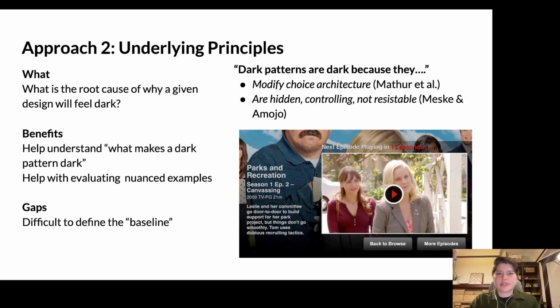Underlying principles help us understand the mechanisms that are behind the patterns in taxonomies. To borrow a phrase from Mathur et al., they question what exactly makes a dark pattern dark. But they often require assumptions about what the default or acceptable state is. For example, Mathur et al. defined dark patterns as modifications of choice architecture. This streaming surface definitely sets a choice architecture for the user, one that promotes watching another episode. But to know whether that's a modification, we would first need to know what the original or default choice architecture is, which isn't defined anywhere.